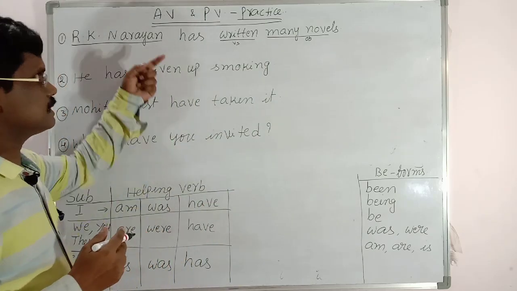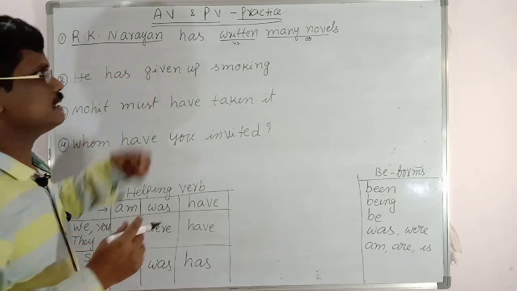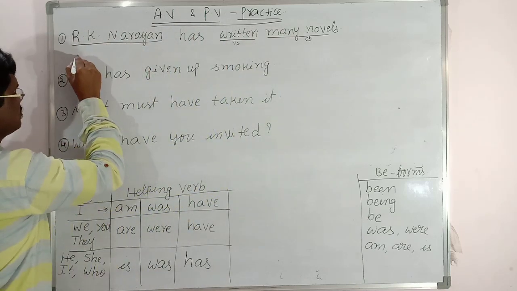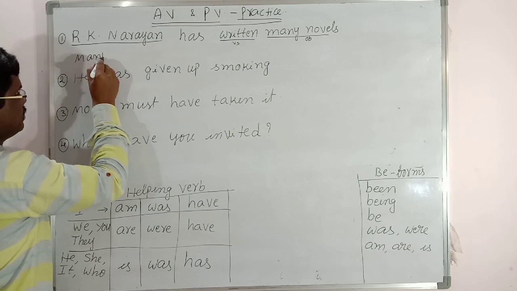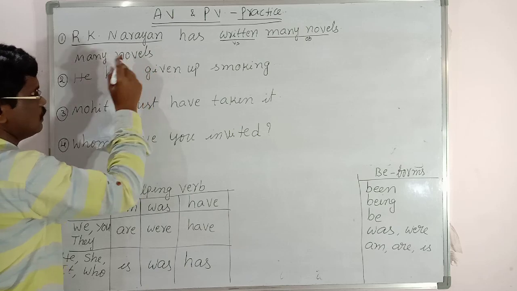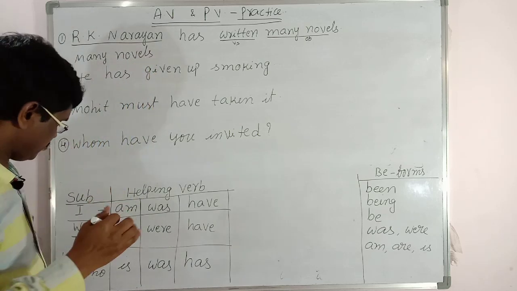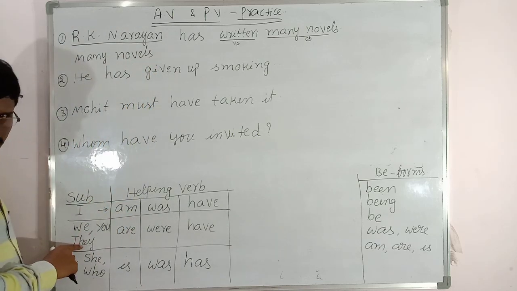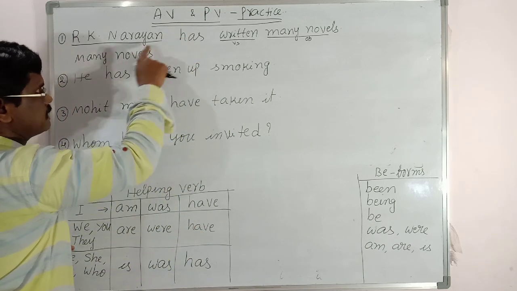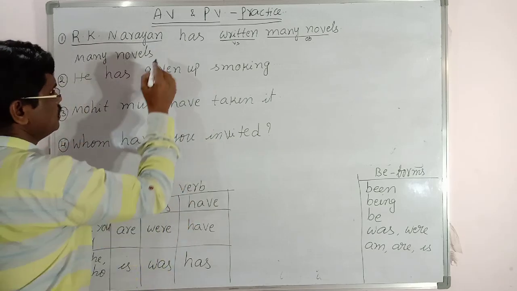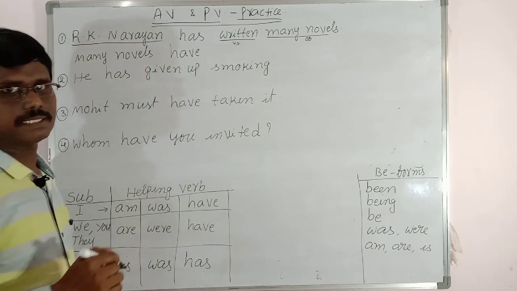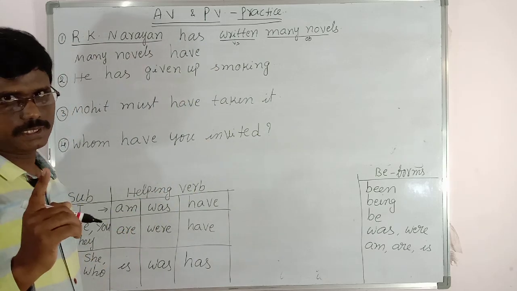For example, the same sentence is given. While changing, this object comes to this place, that is many novels. How many? One or many? Many. Here many means they, means have. Only one person means has. Many means have. So many novels have. First one, friends, I think you got my point.